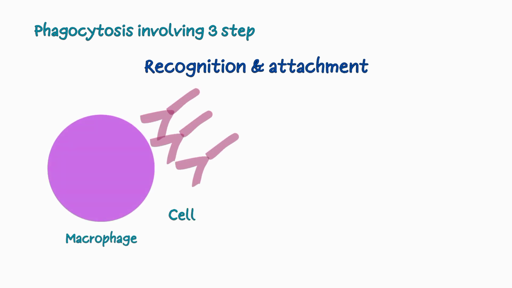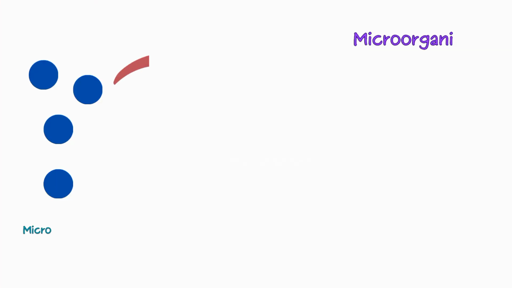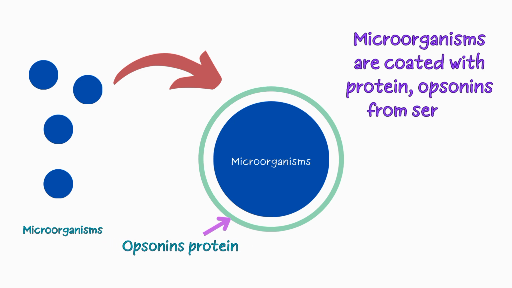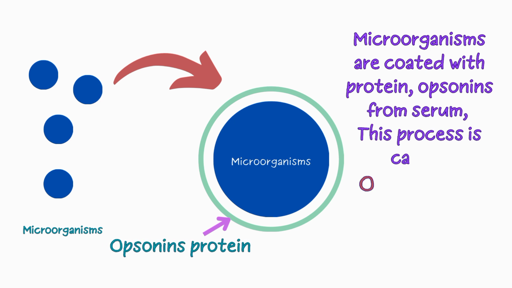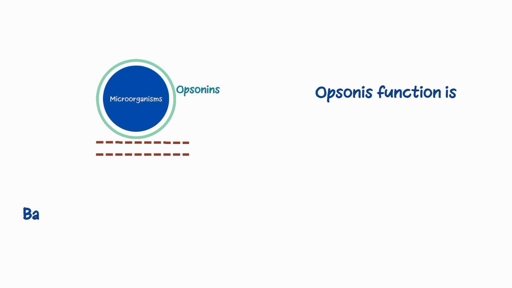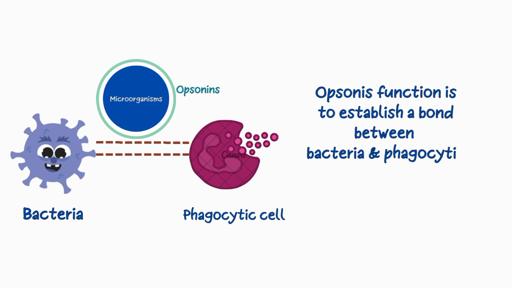Phagocytosis involves 3 steps. 1. Recognition and attachment. In this, the macrophage has cell surface receptors which recognize microorganisms. After that, microorganisms are coated with specific proteins, opsonins, from serum, and this process is called opsonization, that means preparing for eating. The function of opsonins is to establish a bond between bacteria and the cell membrane of the phagocytic cell.